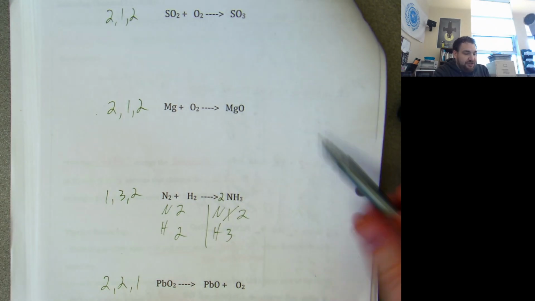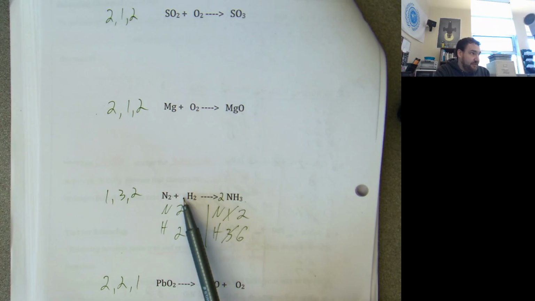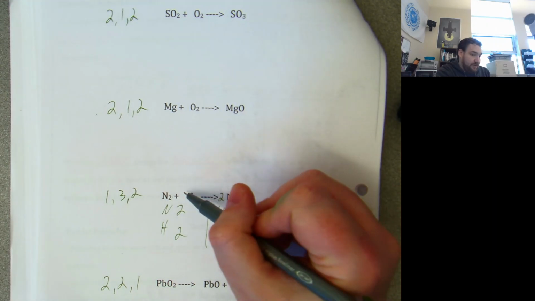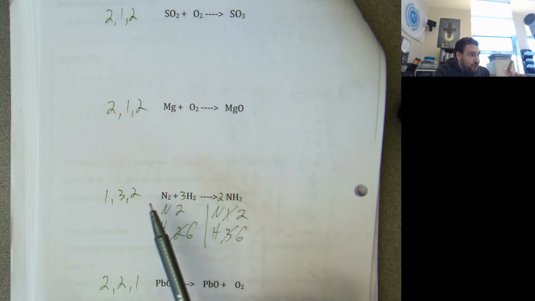That's going to give me 2 nitrogens, and now it's going to give me 6 hydrogens, because 2 times 1 is 2, 2 times 3 is 6. So now I go back to the other side and my nitrogens are good. Now I need to figure out what I can put in front here to give me 6 hydrogens. Hydrogens are coming in groups of 2, so what could I multiply 2 by to give me 6? 3, that'll be 6.